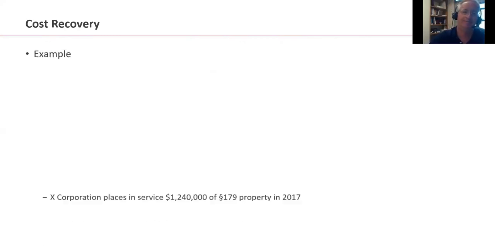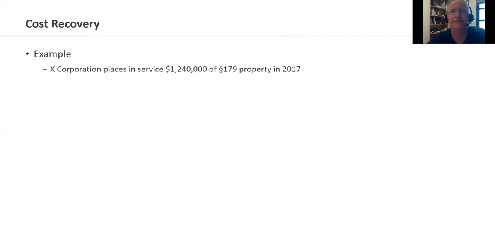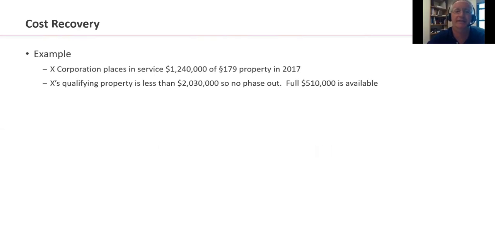Let's do an example. So X Corporation places in service 1.24 million of 179 property in 2017. The qualifying property is less than 2,030,000, so there'd be no phase out. The full $510,000 would be available. As a result, they would expense all $510,000 of the 1.24. The rest of it they would have to depreciate.